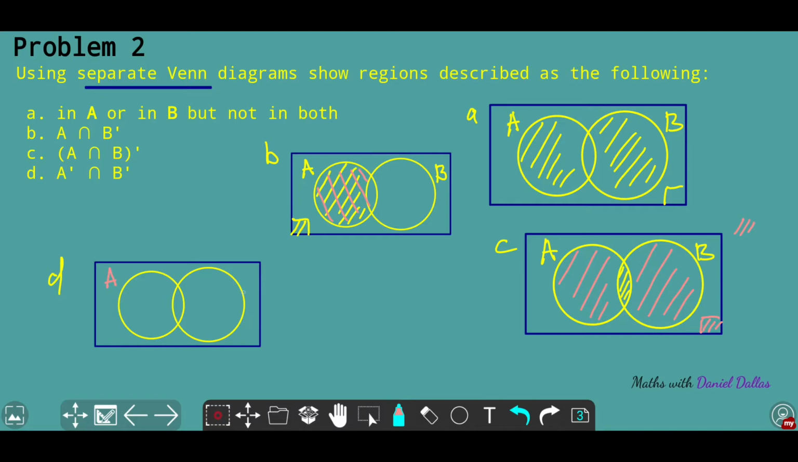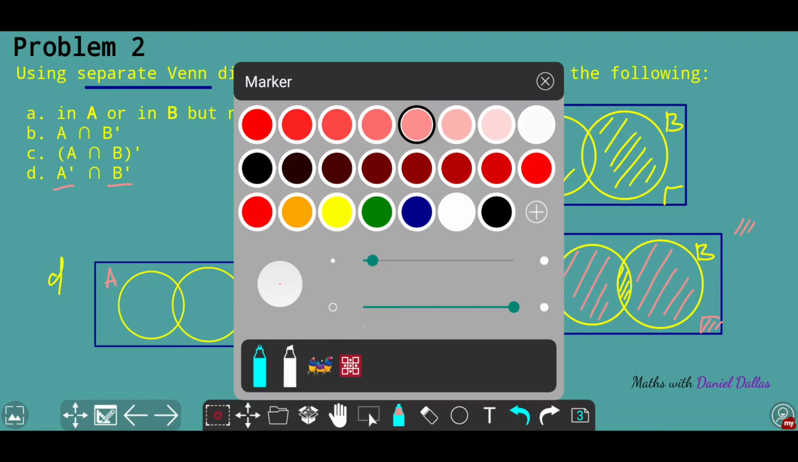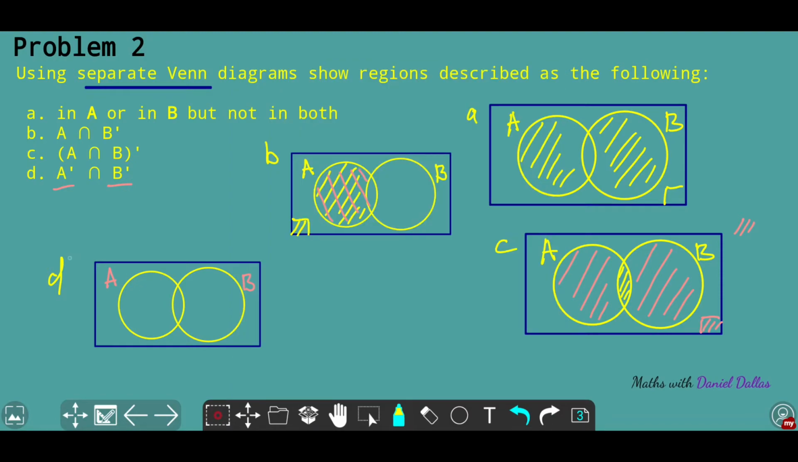Here's A, here's B. Now you need to find not A intersect with not B. So I'm going to first shade what not A means. It's here, just only B, and this part also. So beyond the circles, outside the circles.